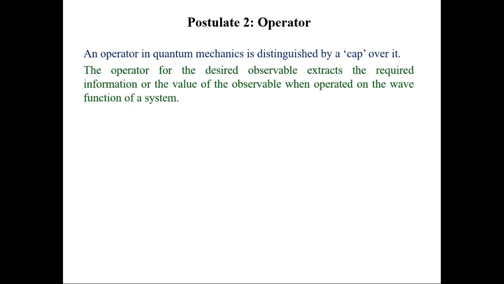Now, what is an operator? There are some set of instructions which, when applied to the wave function, give the desired value of the observable in quantum mechanics. These set of instructions are known as operators. For each observable, there are unique instructions. An operator is represented by a cap over it.